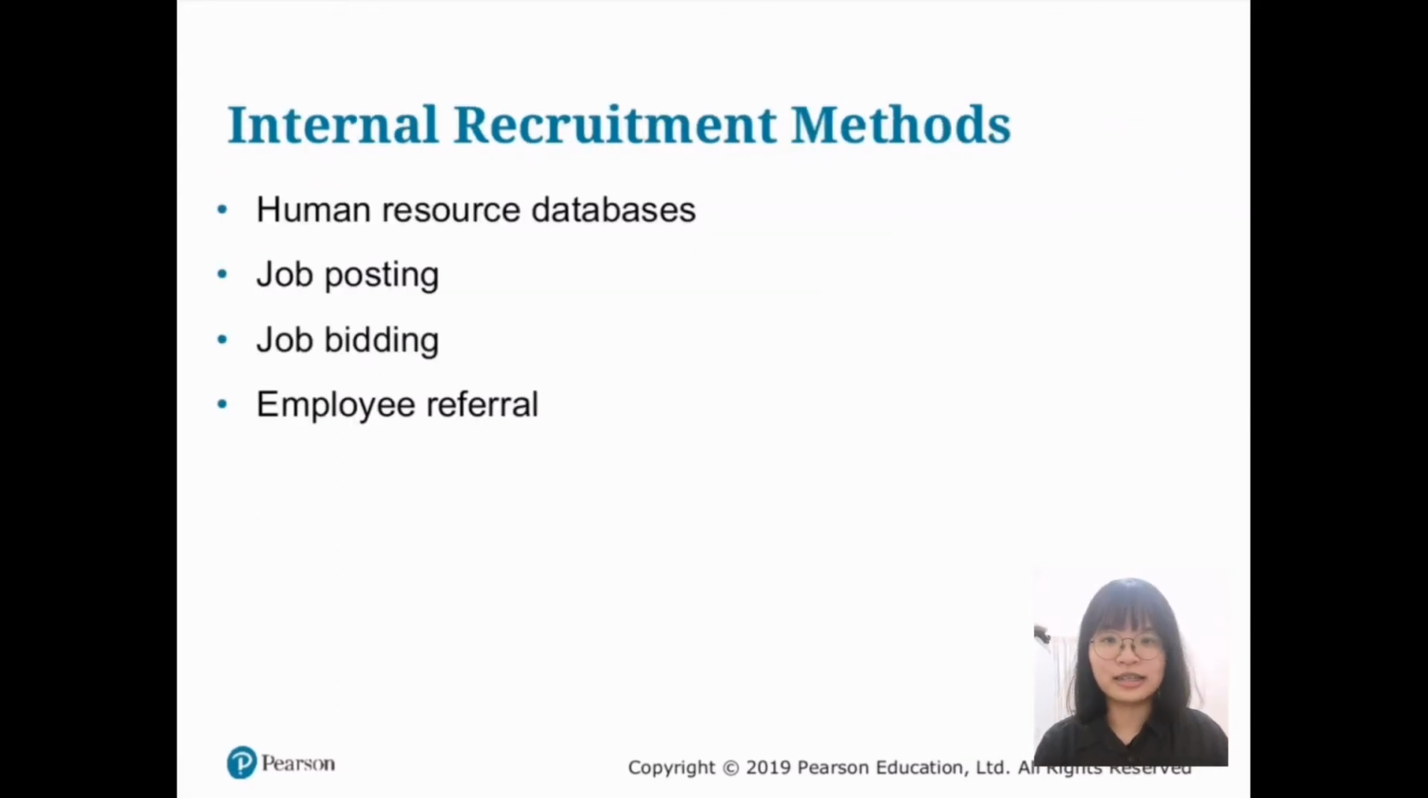Plus, organizations can use a variety of internal recruitment methods to fill vacancies. Useful tools for internal recruitment include HR database, job posting, job bidding, and employee referrals. Human resources databases allow organizations to determine whether current employees have the qualifications for filling open positions. Job posting is a procedure used to notify employees of the existence of a job vacancy within the company.